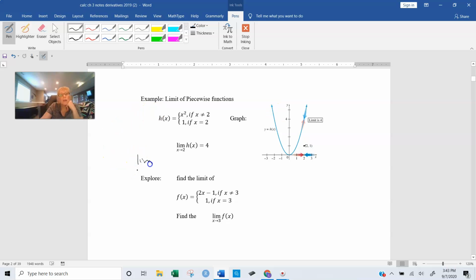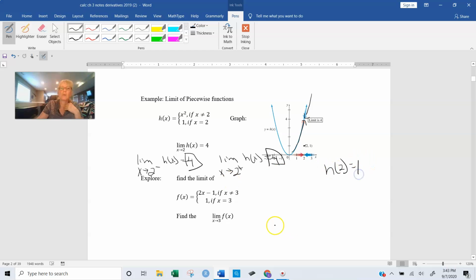I'm going to do the limit as x approaches 2 from the left of h of x. Well, when you look, as it is approaching, it is still approaching 4. And the limit as x approaches 2 from the right of h of x. So now we're going down, it is still approaching 4. I understand that h of 2 is actually 1, but my limit is 4 because that is what I am approaching. It doesn't matter that this equals 1. Okay, pause and try yours.